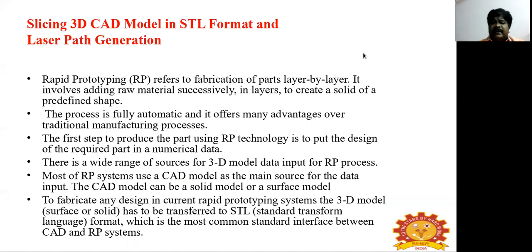Compared with our traditional manufacturing process, it has more advantages. The first step we do in RP is to put the design of a required part in numerical data. There is a wide range of sources for the 3D model for the RP process. Most RP systems use the CAD model as the main source of data. The CAD model is a solid model or surface model, so we can fabricate any design in the current prototyping system.